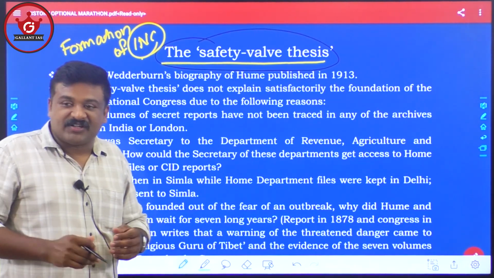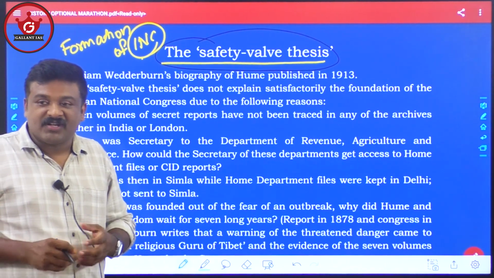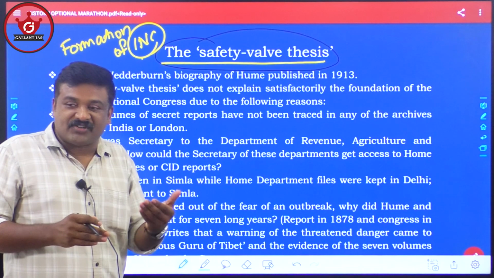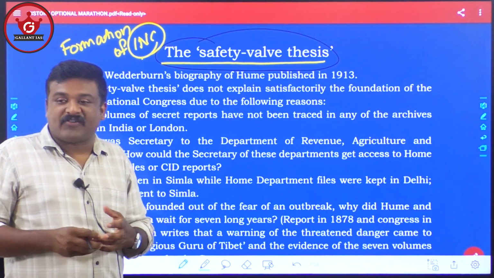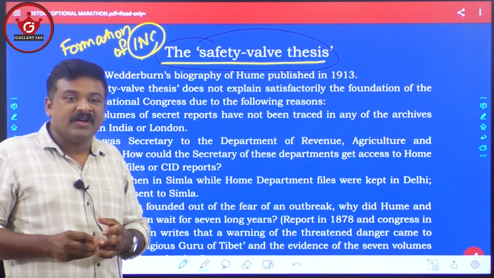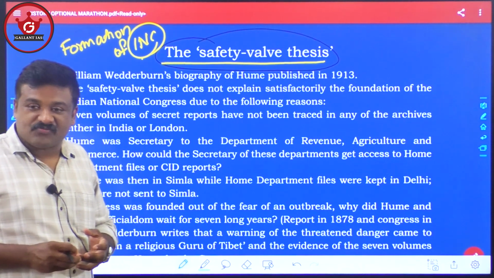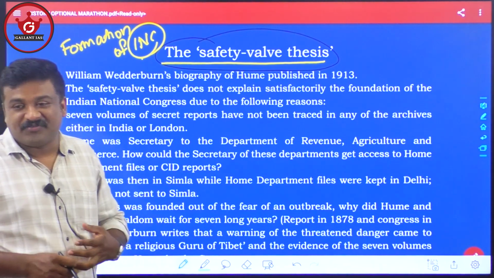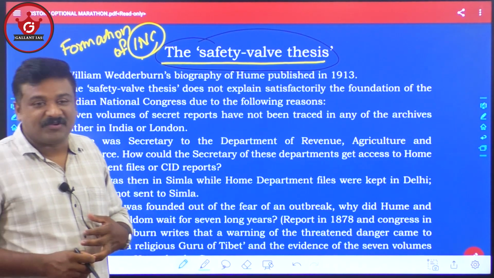So see, the safety valve thesis says that there was growing discontent among Indians, and in order to stop any future revolt like 1857, the formation of INC was proposed by A.O. Hume. Accordingly, this INC was founded. But there are many counter views also. You have to go for those counter views. In fact, you have to present them in your answer.